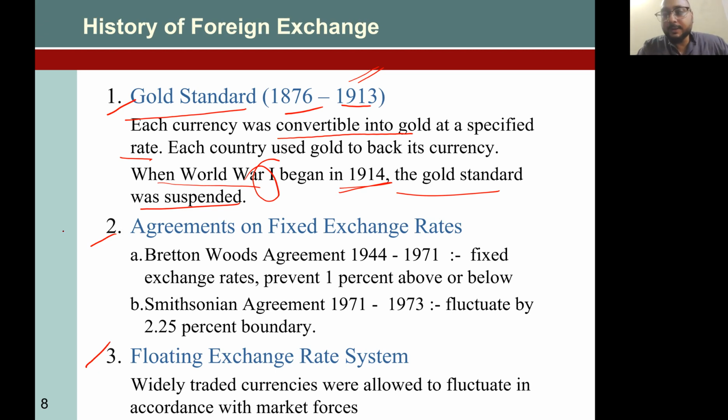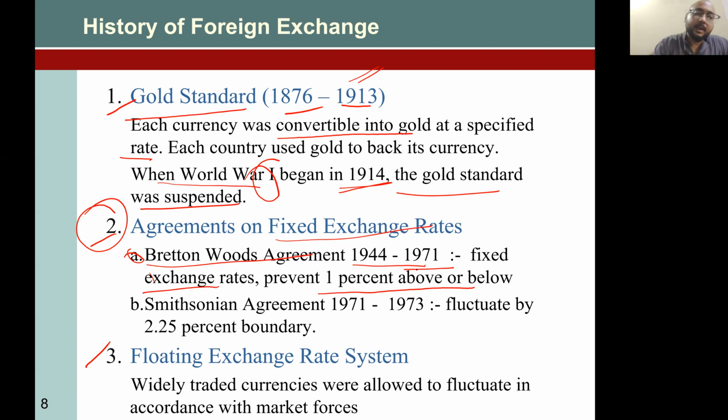Then we came to the agreements of the fixed exchange rate system. We have the Bretton Woods agreement, for the period of 1944 to 1971. It is a fixed exchange rate system in which, for example, $1 is equal to 3 yuan. For a whole year or two or three years, we just fix the exchange rate. But that doesn't mean it is fixed forever. A fluctuation of just 1% above or below is allowed, no more than that. If the rate goes above 1%, the market closes. No one is ready to exchange above 1% fluctuation in the market.